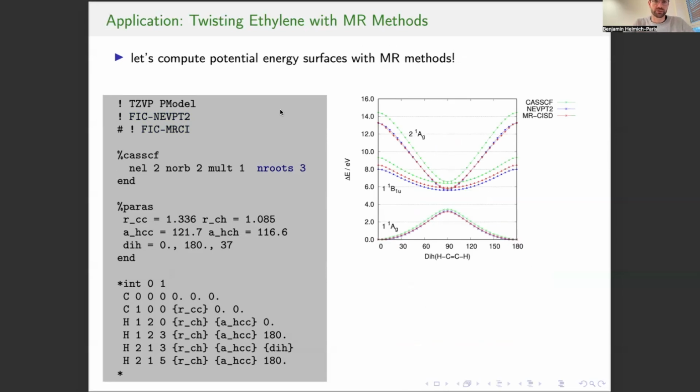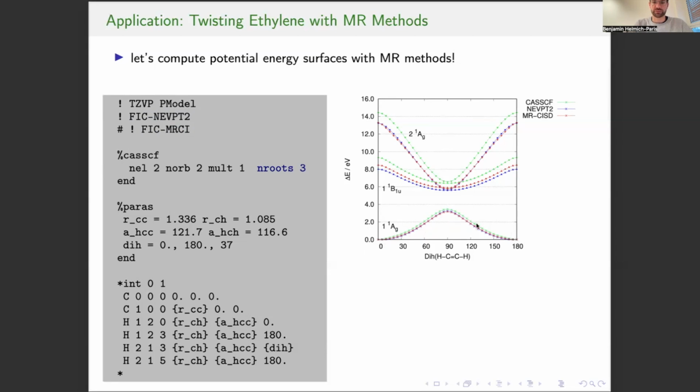As I've said, we can also easily calculate excited states with CASSCF. We just have to increase the number of roots in the CASSCF input block. Again, we do the same type of calculation. We do a scan of the ethylene where we twist the two CH2 planes from 0 to 180 degrees. And at each point, we calculate the CASSCF, the NEVPT2, and the multi-reference CI energy of the three states.